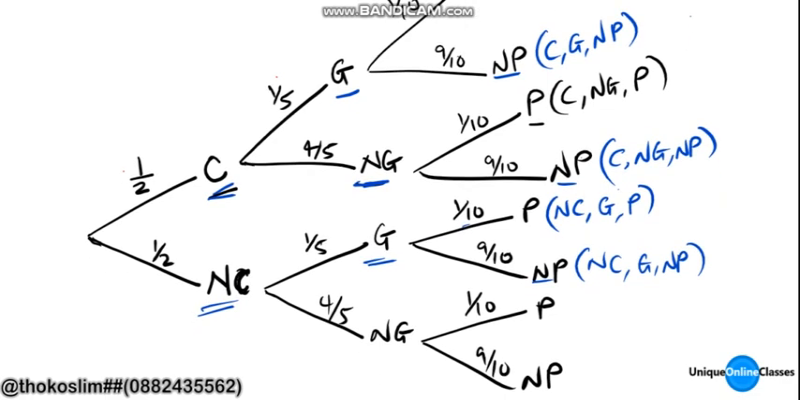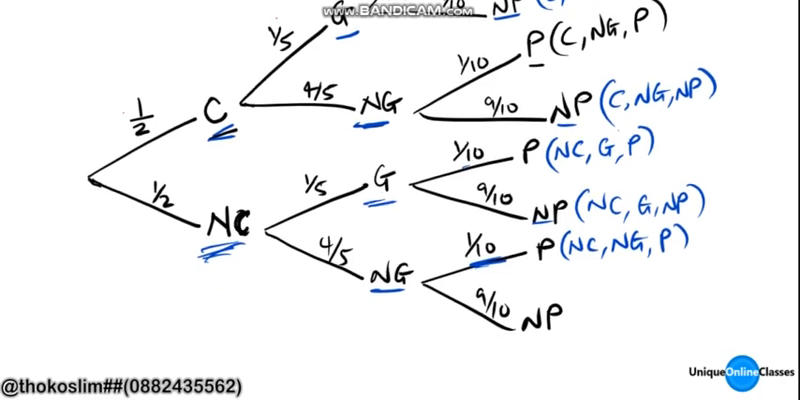And this root as well is no chicken, no goat, and no pig. This one, this one, this one, and this one. And the only one is no chicken, no goat, and no pig.